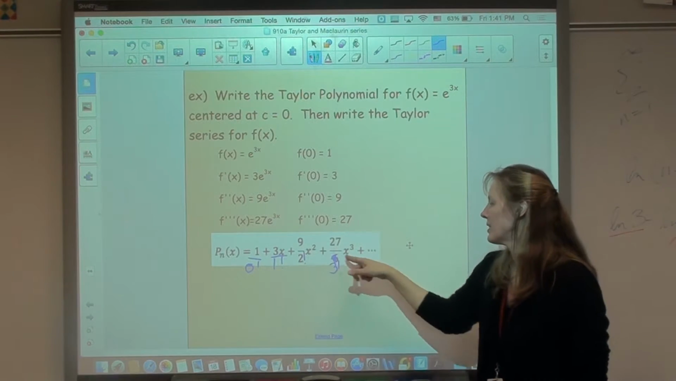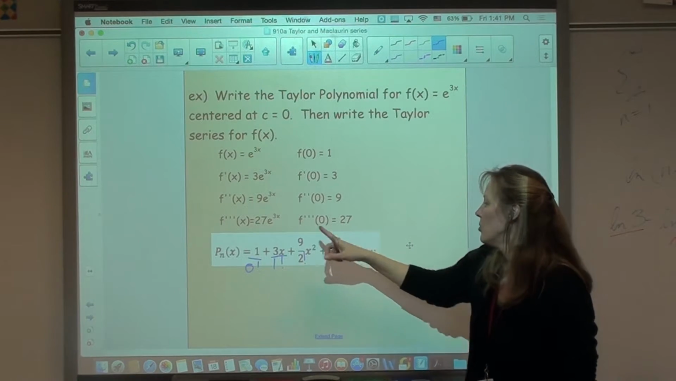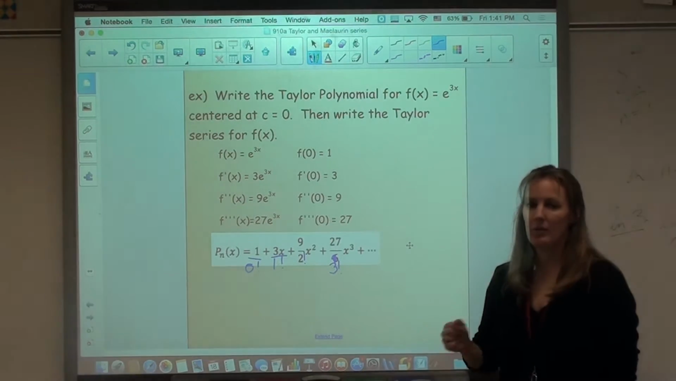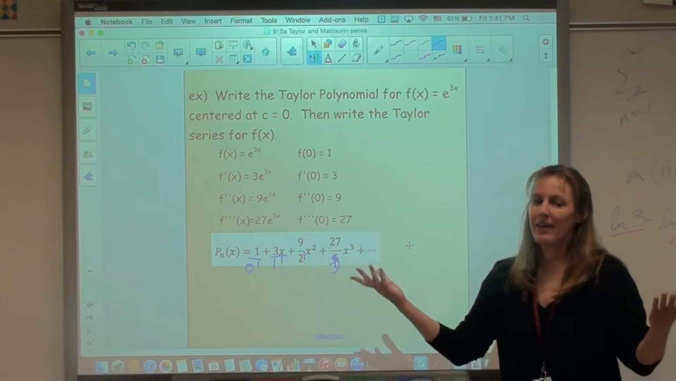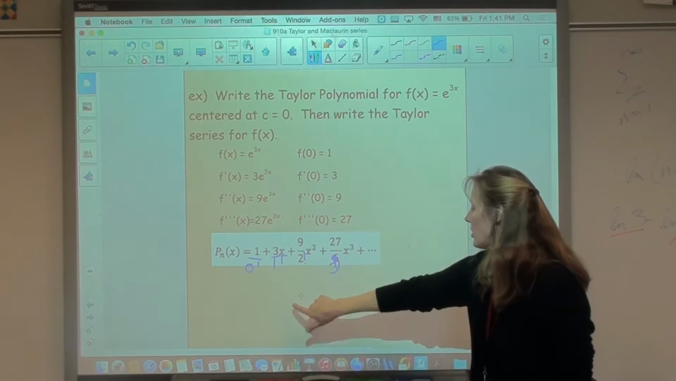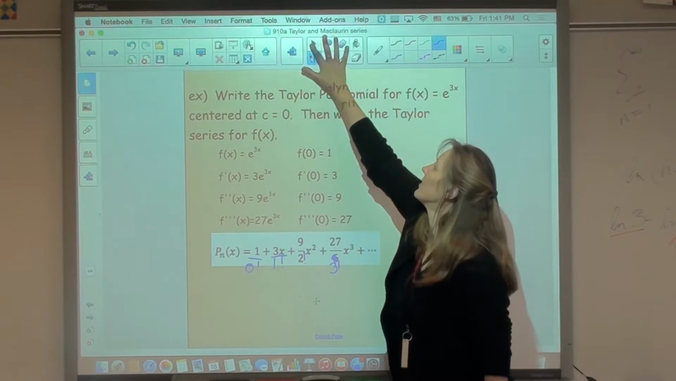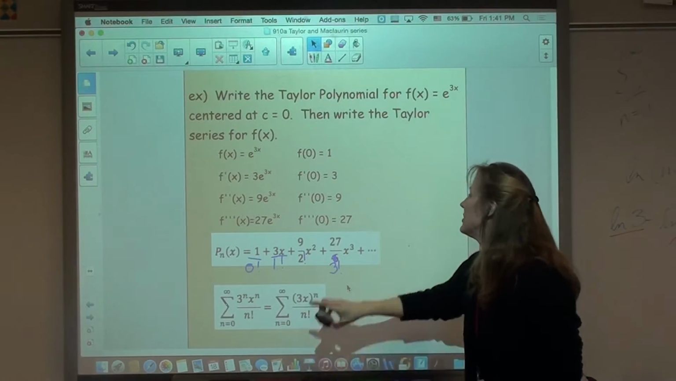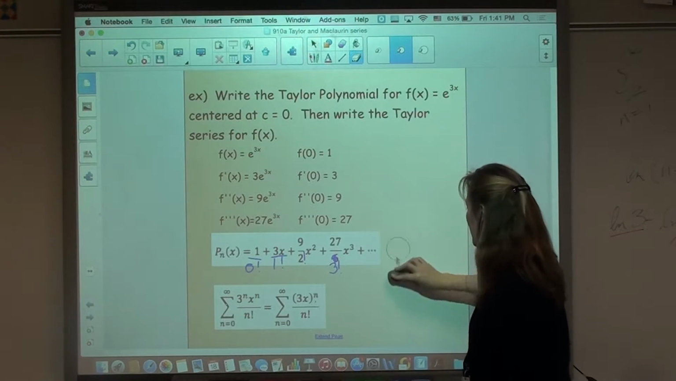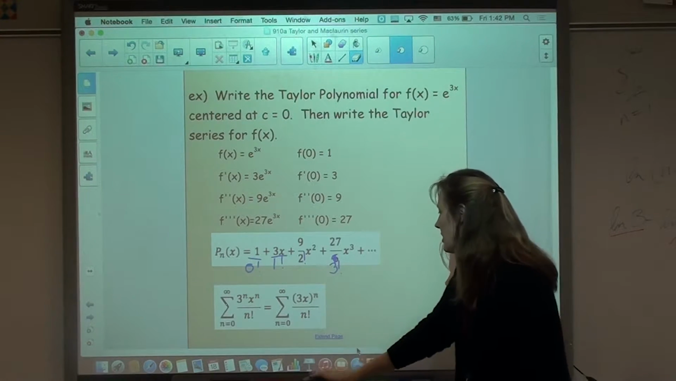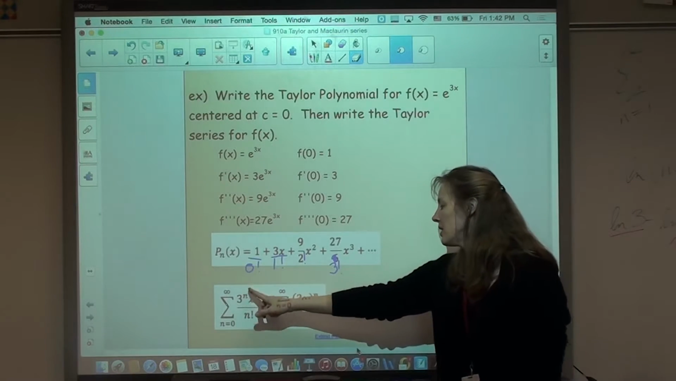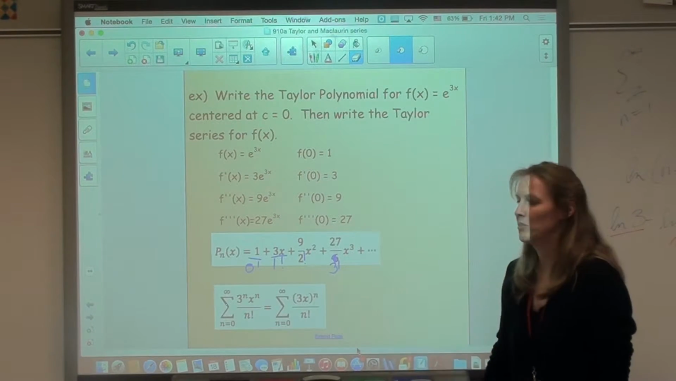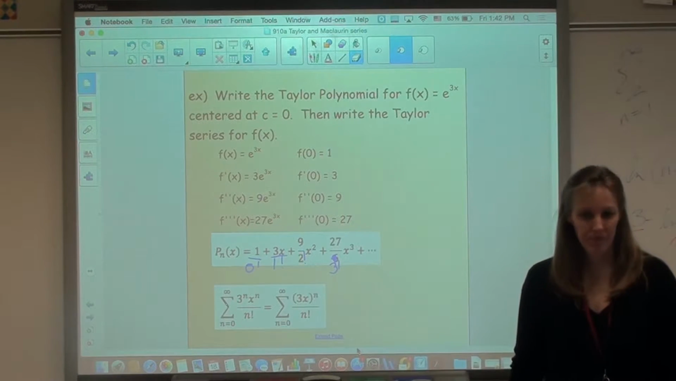So we've taken care of the x's, we've taken care of the bottom. What about the coefficients here? 1, 3, 9, 27, 81. They're 3 to the n, right? So our final series is 3 to the n, x to the n over n factorial. And then I just wrote it as 3x to the n, but either way is fine.